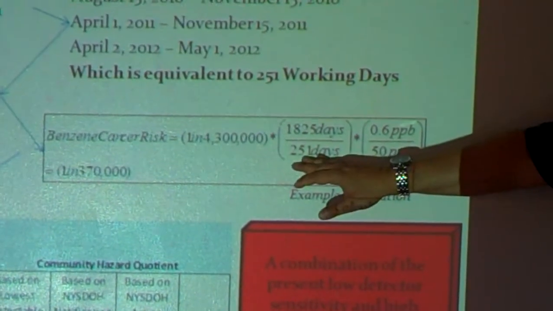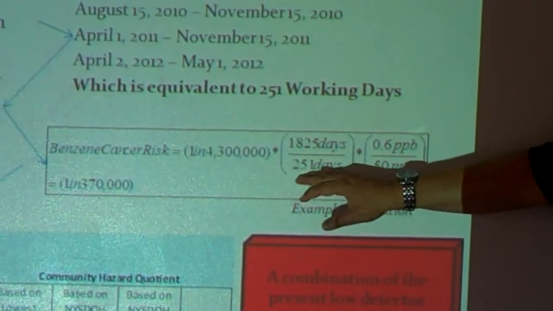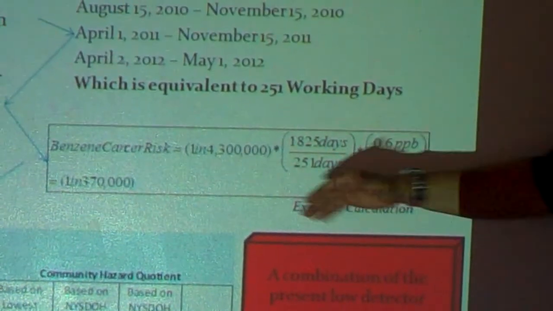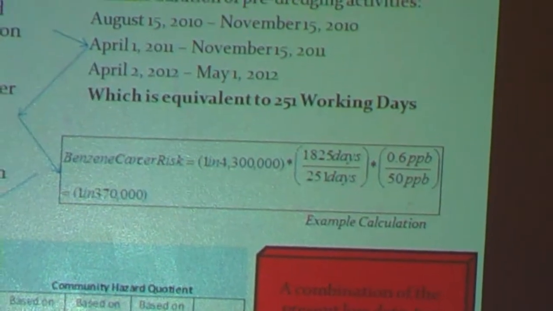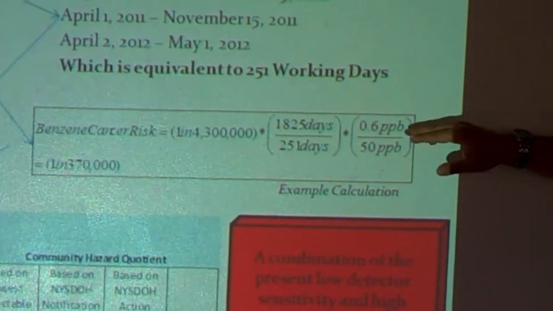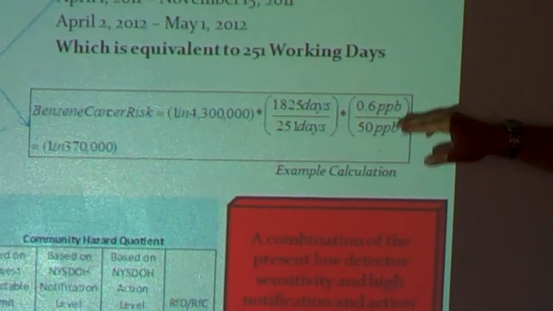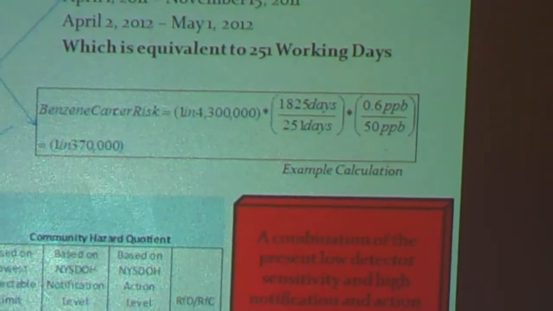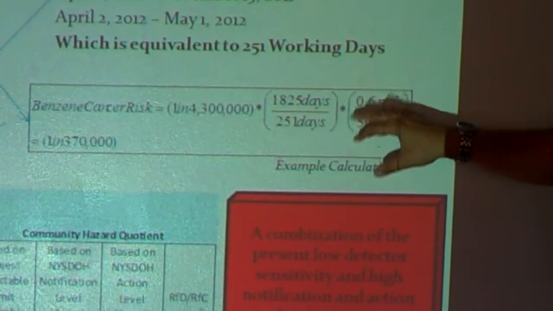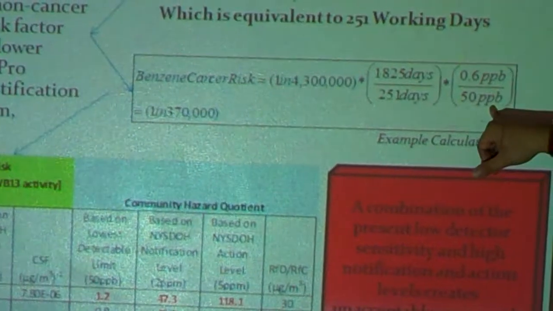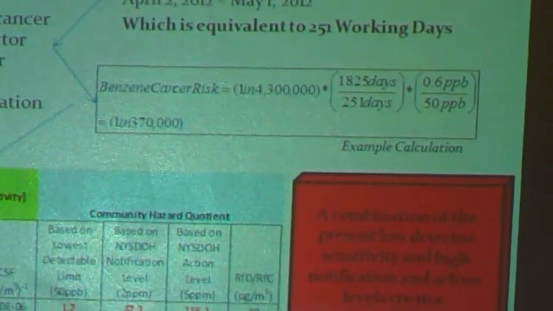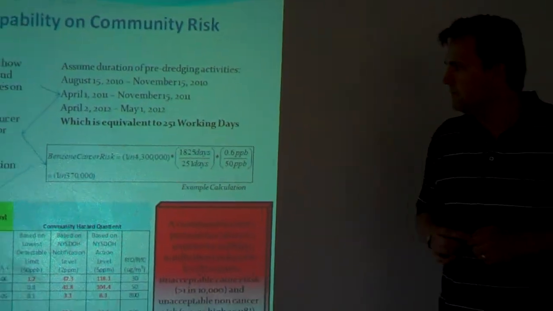Since there's a shorter duration of exposure, this actually lowers the cancer risk, or raises the number, meaning the number will be bigger than 1 in 4.3 million. Unfortunately, we have to lower the number now because instead of 600 parts per trillion, we're now looking at 50 parts per billion as the minimum level that the sensor can detect. By going through this math, we find that at the lowest level the sensor can detect, the risk to the community is 1 in 370,000 for cancer from inhalation of benzene.